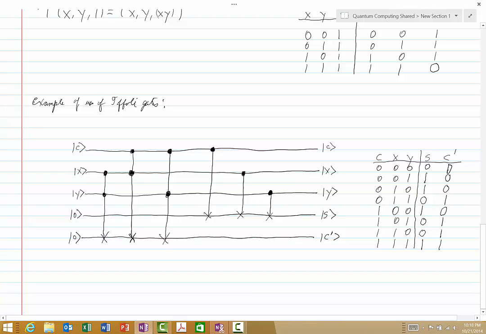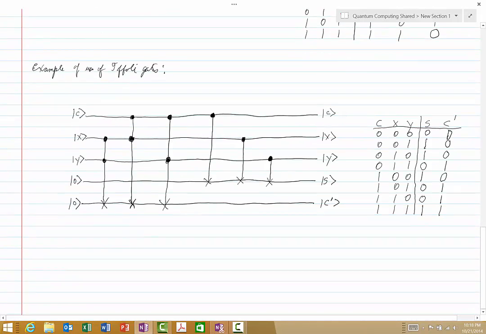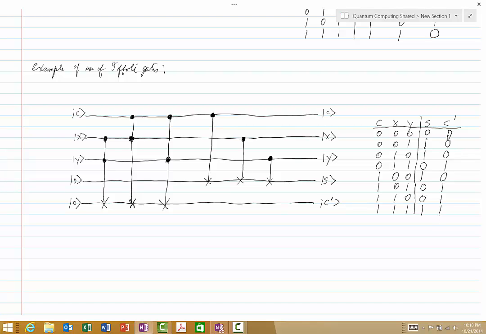And now we stand back and ask ourselves if we can recognize what this circuit is doing. And I claim that this is a 1-bit full adder, where C is the carry-in bit, C prime is carry out, and S is the sum bit.